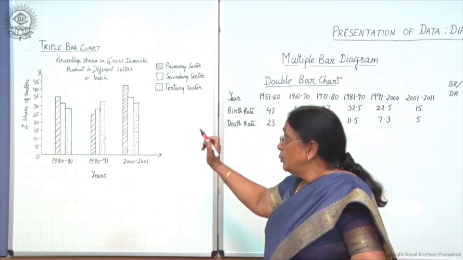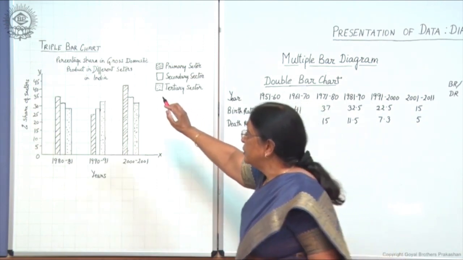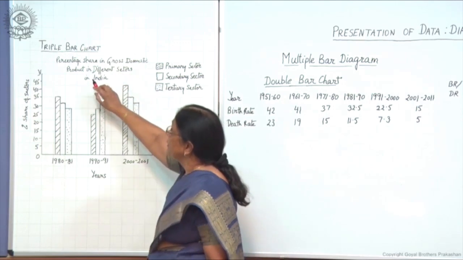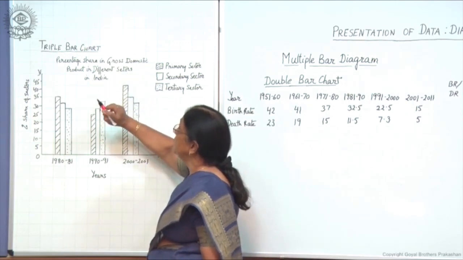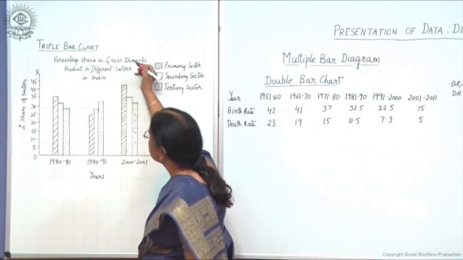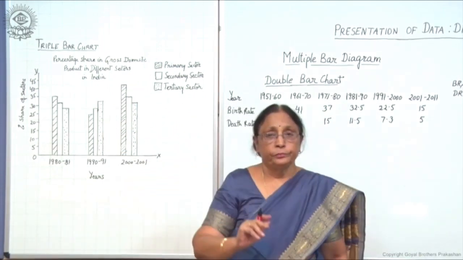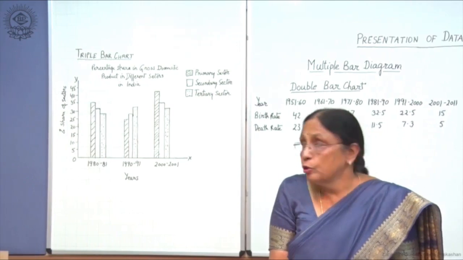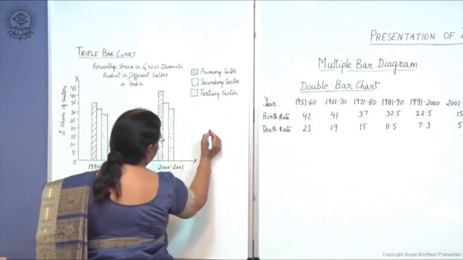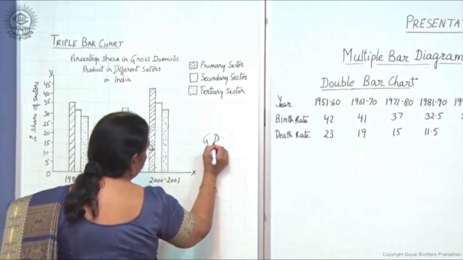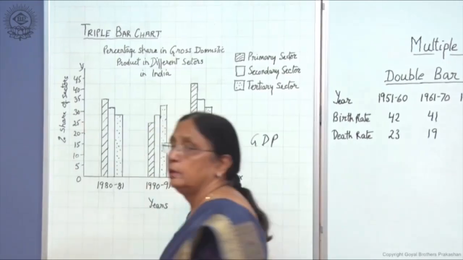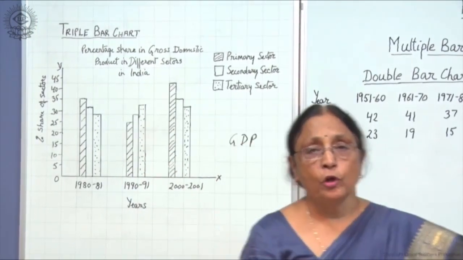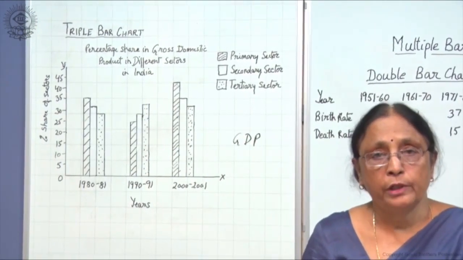Now here we are taking the percentage share in gross domestic product in different sectors in India. Now what is meant by gross domestic product? This is also called, in short, GDP. This stands for gross domestic product.